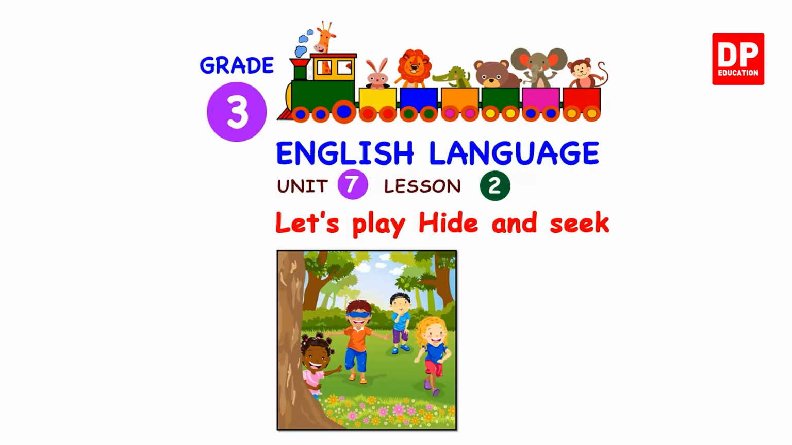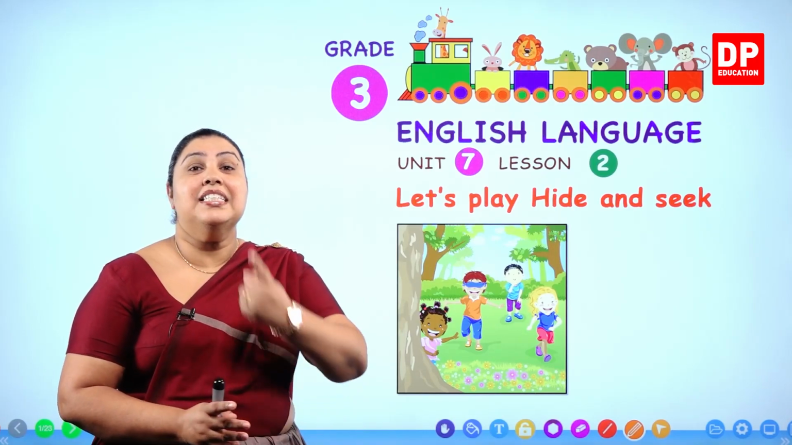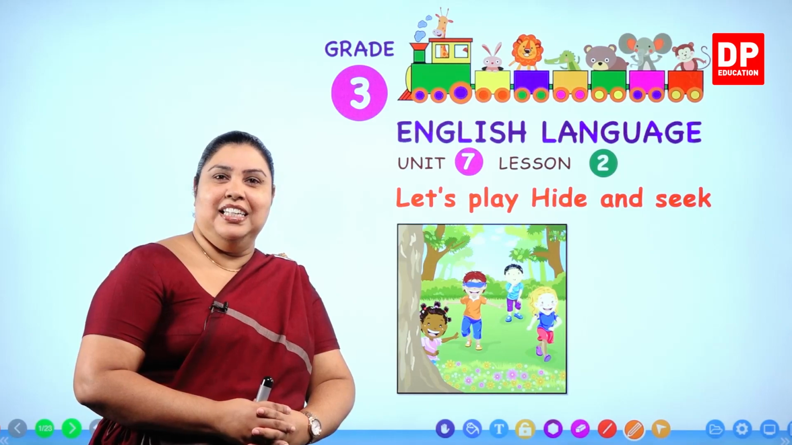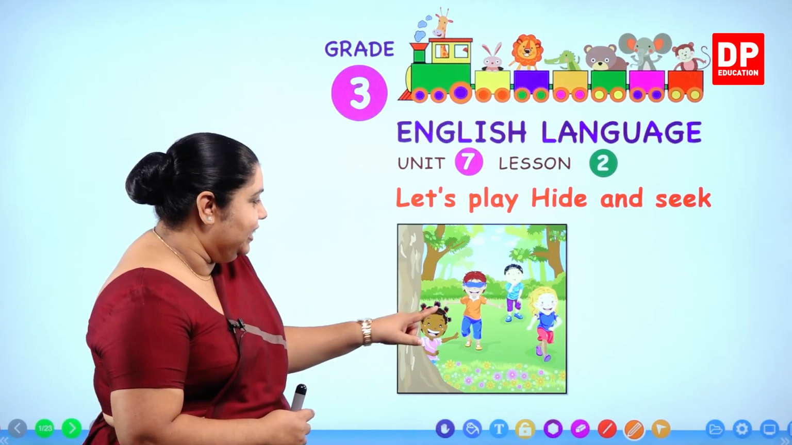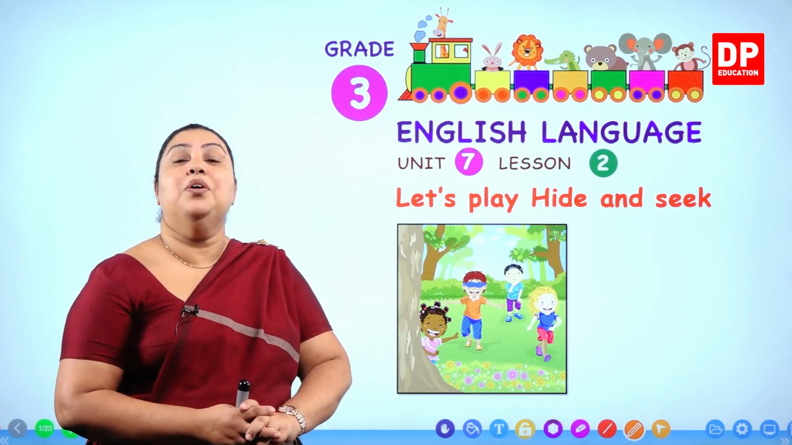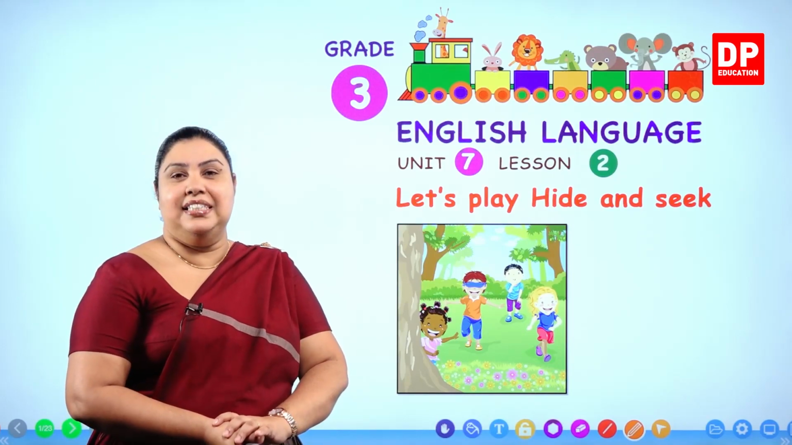And what are the other children doing? Oh, can you see this little boy over here? He says, shh. Why is that? Because now this little boy has his eyes covered and the others are going to go and hide because they are going to play hide and seek.